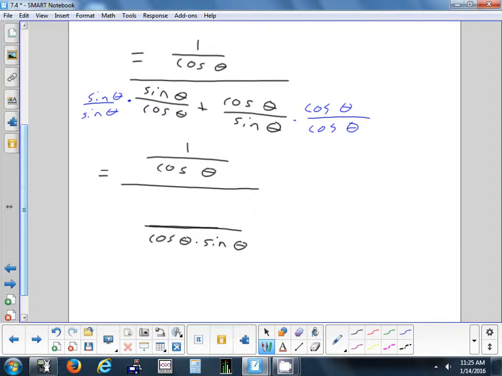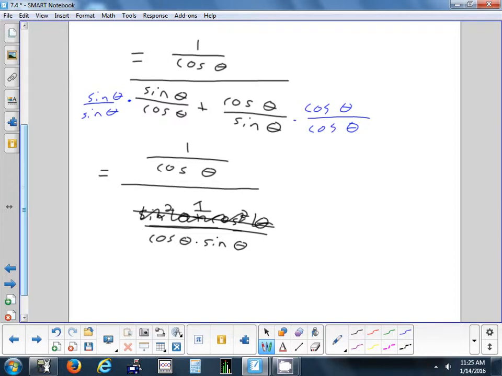So now, we could do a couple things here. I'm going to do it step by step. So now we're going to get sine squared plus cosine squared. And now what does sine squared plus cosine squared become? 1. Yes, all of this cancels and becomes 1. That's all done.